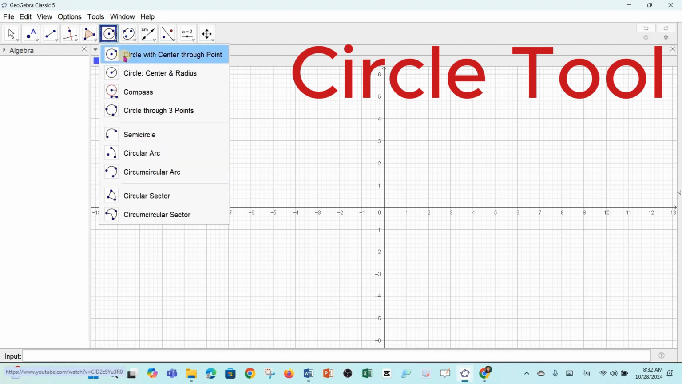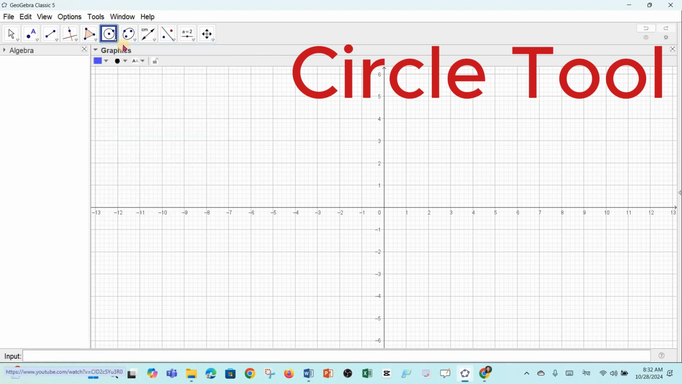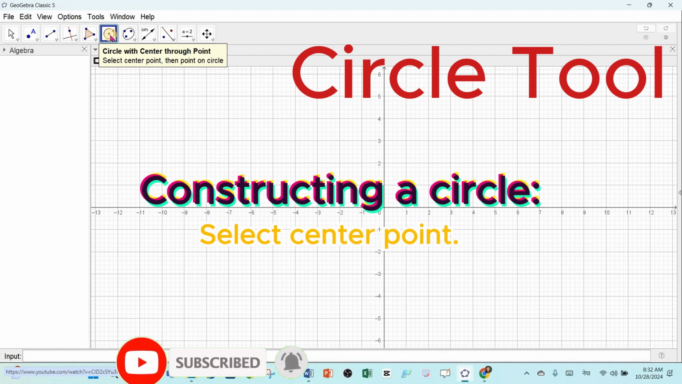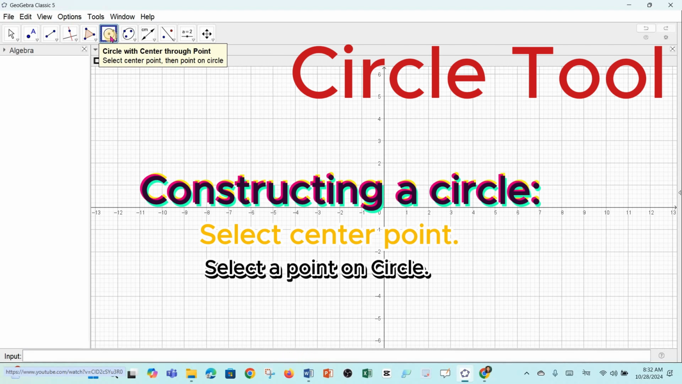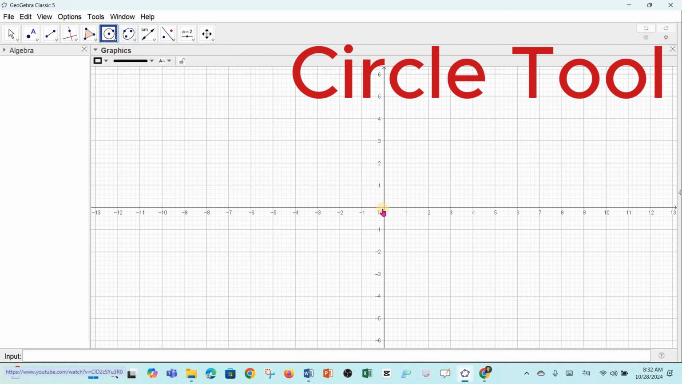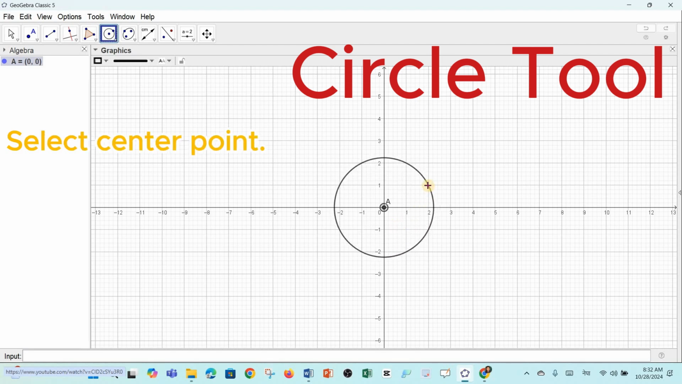Let's start the first one, circle with center through point. I have selected this tool, and if you put your cursor over here, the hint is given: select center point, then point on circle. That means we need a point for the center and 1 point on the circumference of the circle. Then I am going to select this O as the center and this point (2, 1) as another point.